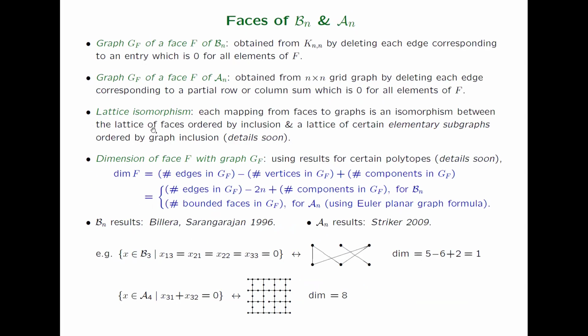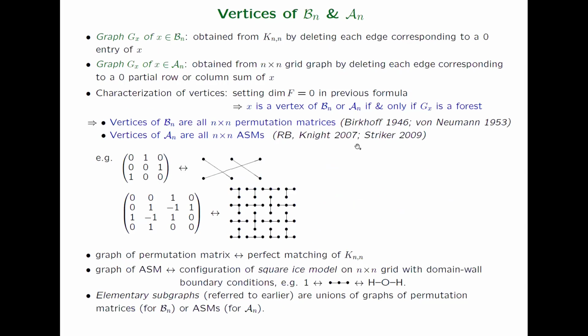We also said that the lattice of faces is isomorphic to the lattice of elementary subgraphs ordered by graph inclusion. That implies that if we take unions of the graphs of the vertices, then we should get graphs of the faces. And in fact, that's how we can define what these elementary subgraphs are. So they're unions of graphs of the permutation matrices in this case, or the square ice model graphs in this case.